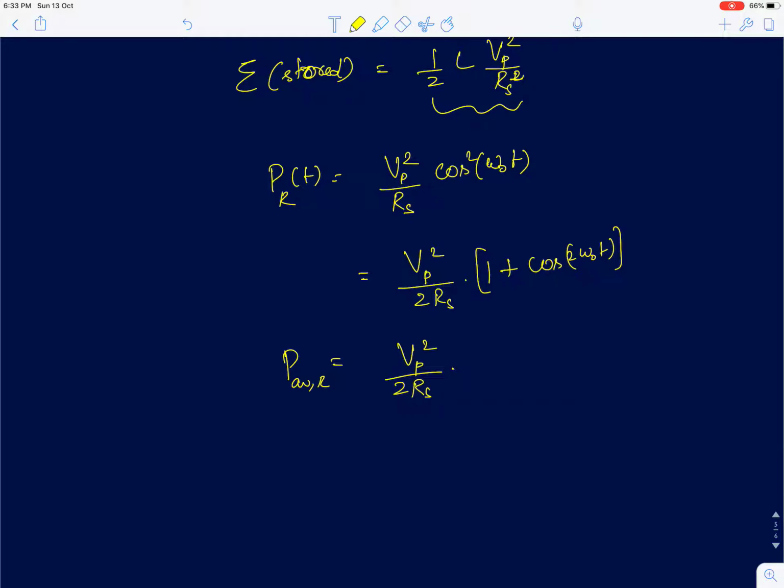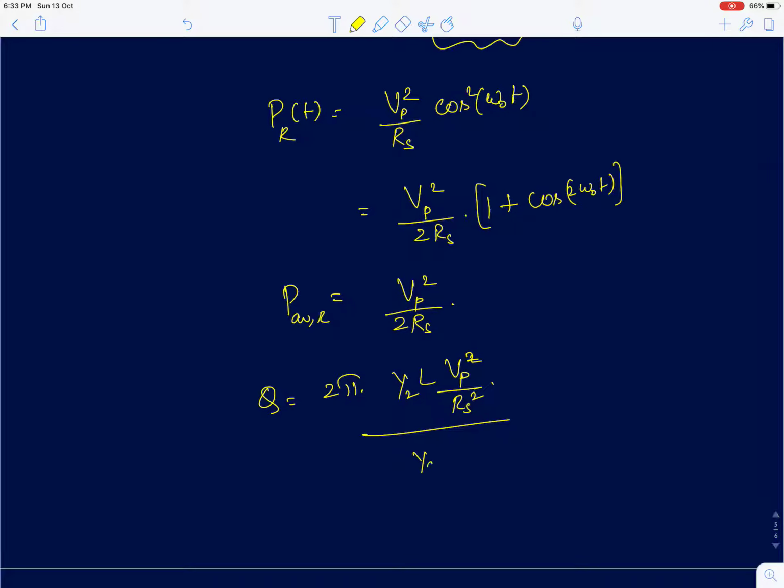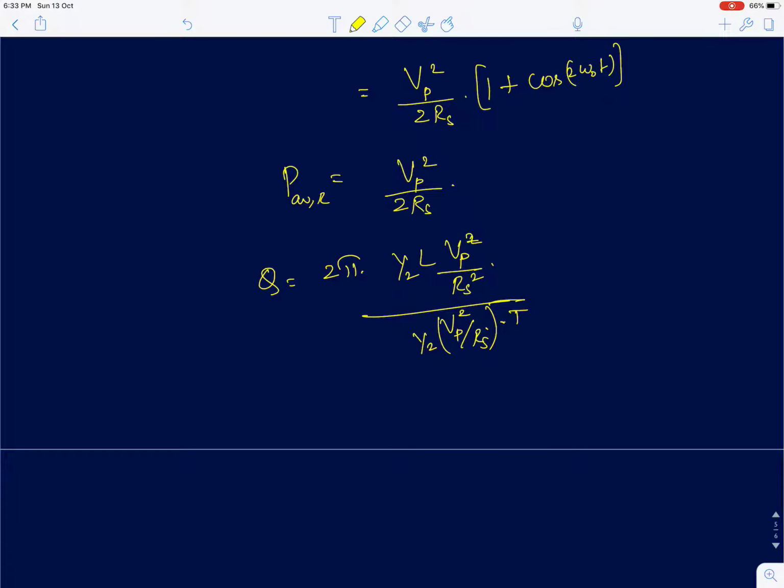Now if I use the definition of Q for this, I'm going to get 2 pi into half L Vp square by Rs square, the whole divided by half Vp square by Rs square into T. So this simply reduces to, since 2 pi by T is omega naught, omega naught L by Rs. So this is the average power dissipated into T. You'd get the same value for Q using this definition as well.